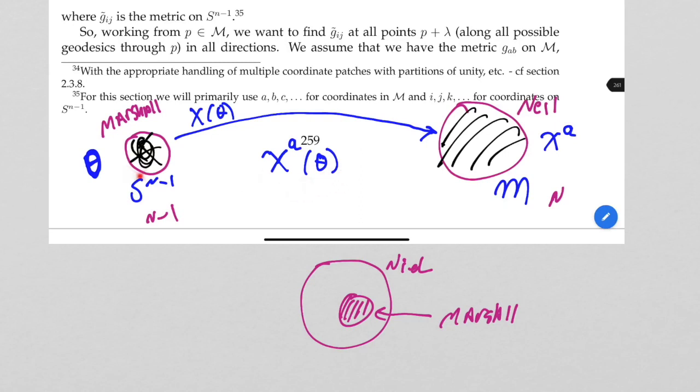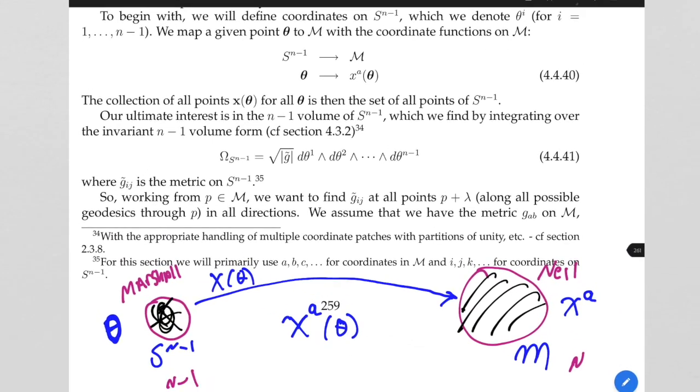It's a transfer function from one. It's a mapping from Marshall to Neil is what it is. Okay, so I think I've beat that horse to death.